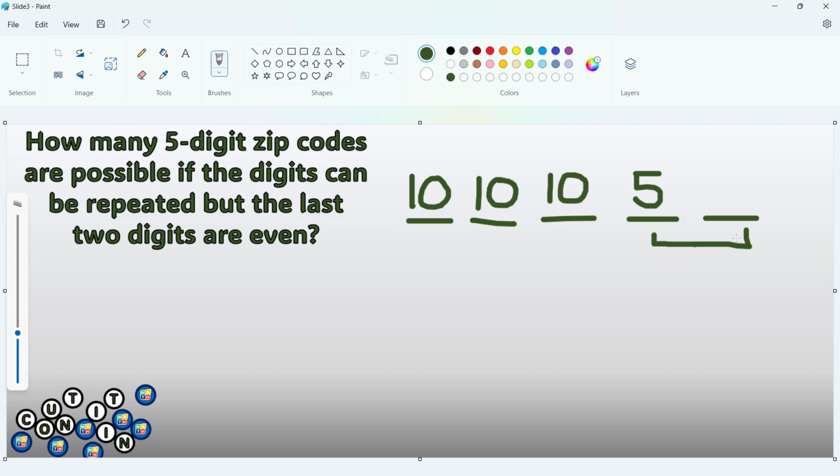Now, going to our last digit, this should also be even. So same as this fourth placement, and since there are repetitions, if we have used 2 here it can still be used here, hence 5 digits can also be used here. Again, just for the purpose of the discussion, we included 0 as an even number for the placement of these zip codes. Now, the fundamental counting principle allows us to simply multiply the number of possibilities for each placement.